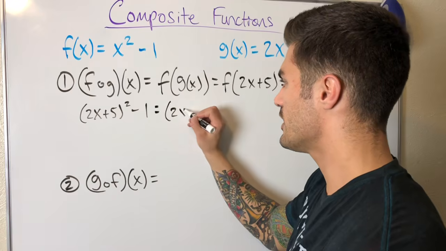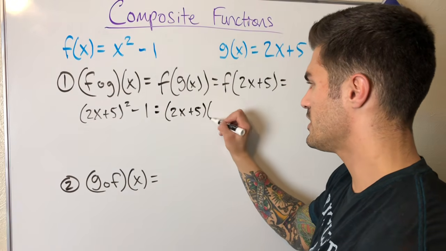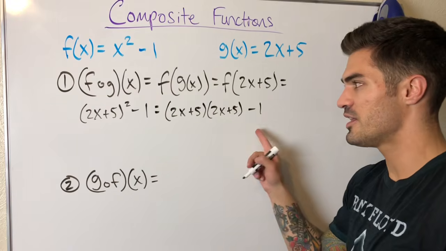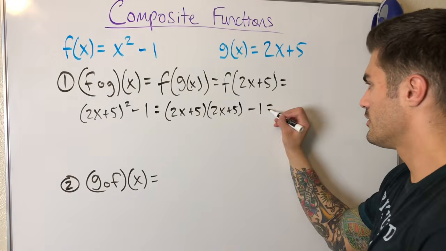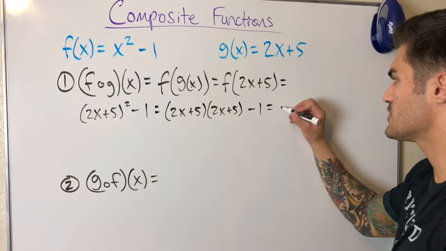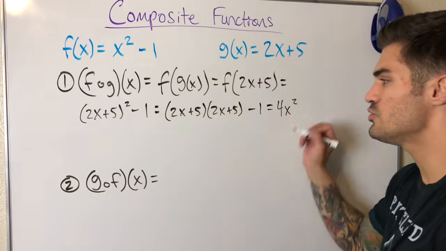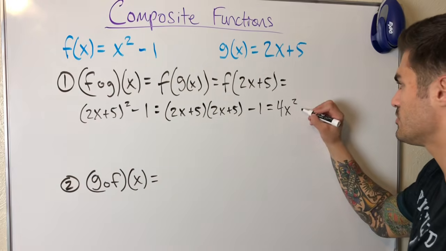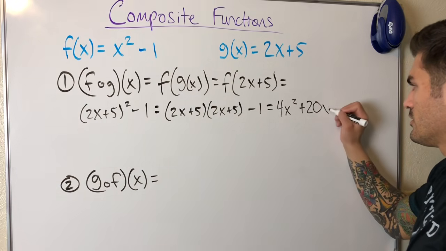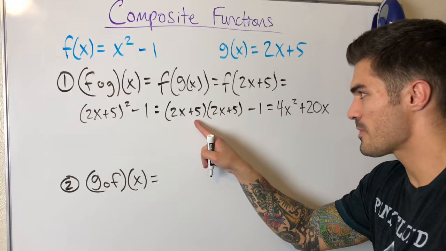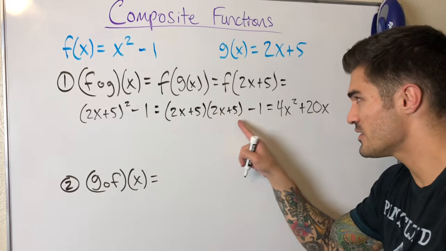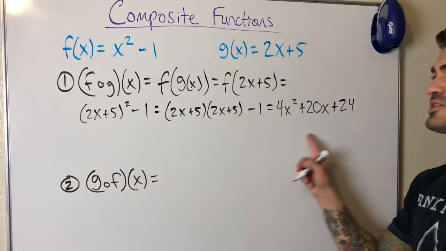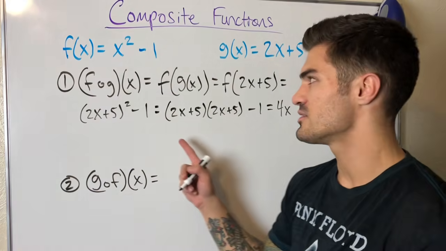So I have 2x plus 5 times 2x plus 5. The minus 1 is still out here. I'm going to FOIL this out. This is 2x times 2x, 4x squared. I'm going to do the next 2 steps at once. Plus 10x plus 10x. That's plus 20x. I'm going to do 2 more steps at once. 25, right? 5 times 5 minus 1, that's 24. Y'all good with that? So this is my function for f of g of x.